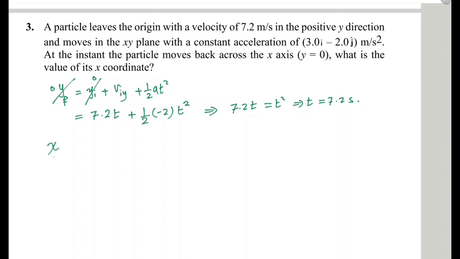Now x final, the final position here, equals x initial plus the initial vx t plus half a t square. This is 0 and this is 0 as well. You substitute this back from this one here, you will get x final equal to 77.76, or almost 78 meters.